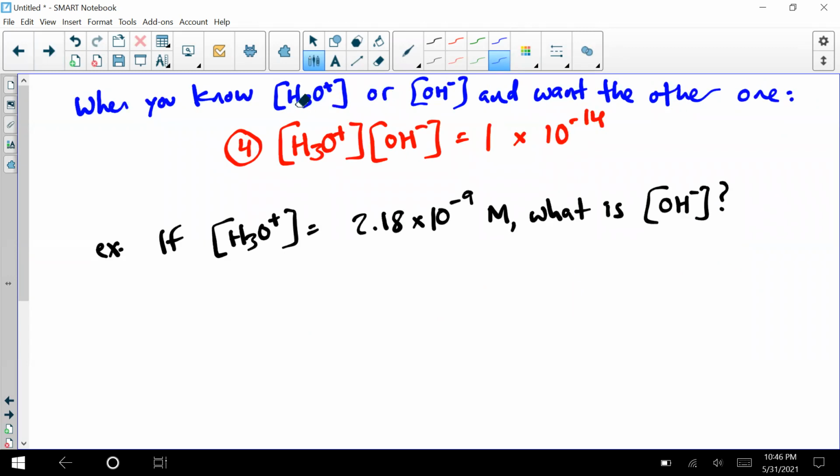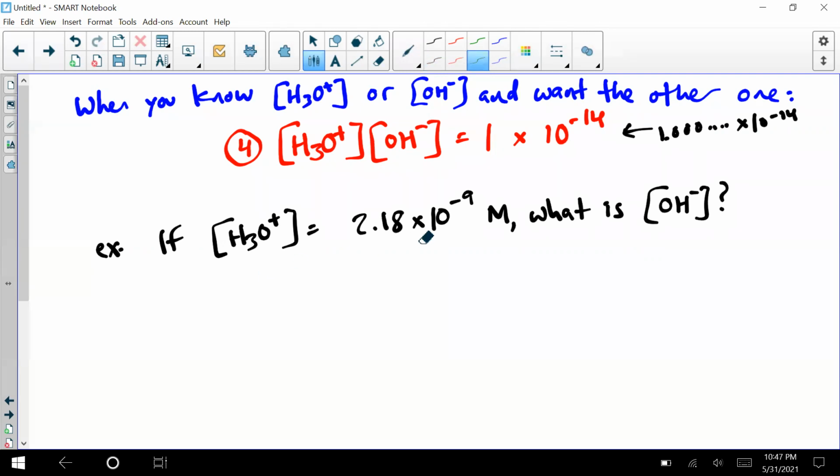What if you know one of these concentrations and want to know the other one? Well, now you're going to use formula 4, where the concentration of hydronium times the concentration of hydroxide is 1 times 10 to the negative 14. And this is, again, a perfect 1, so call it 1.000 times 10 to the negative 14. Now, technically, there is a unit here. Since the unit of this is molarity and the unit of this is molarity, technically it's molarity squared, which is a little strange, but it does work out so that one of the molarities cancels out.